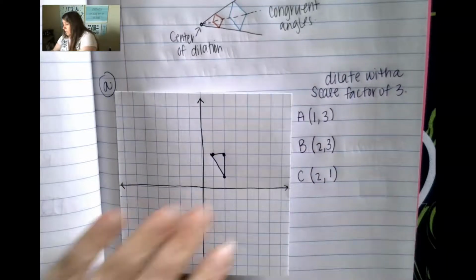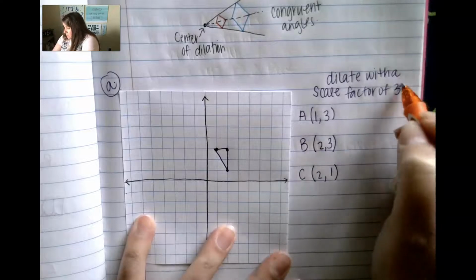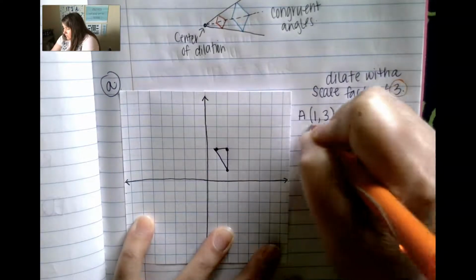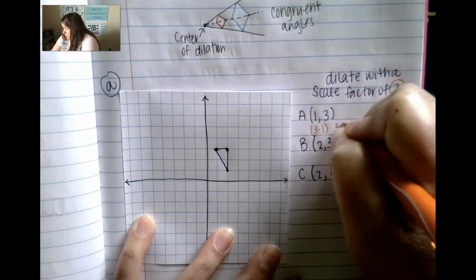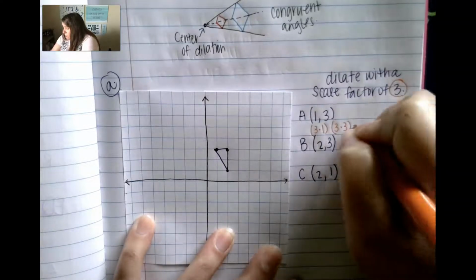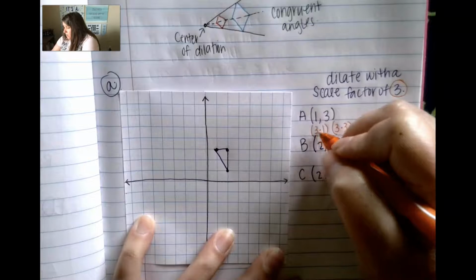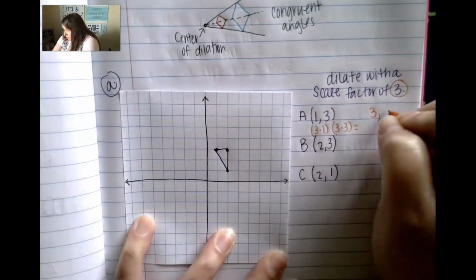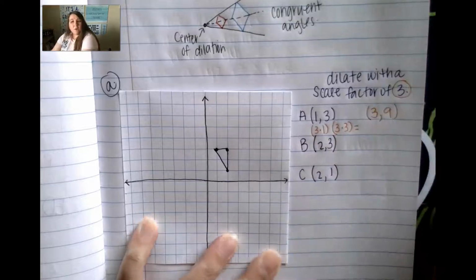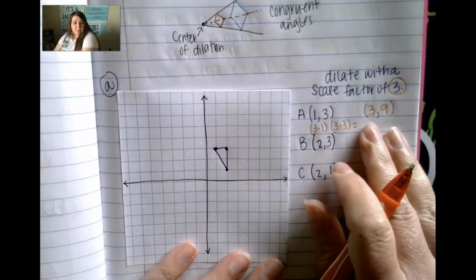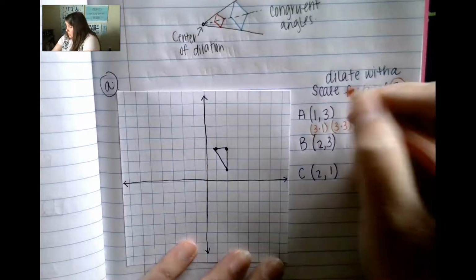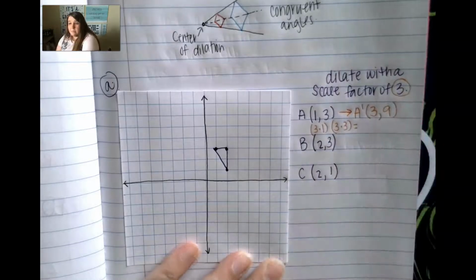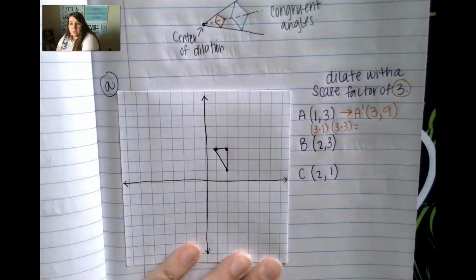So that means that we are going to take this 3 and multiply it to the x value and multiply it to the y value. And that will give us new points. So our new x value is going to be 3, and our new y value will be 9. So our next point will be at 3, 9. Making that change of multiplication gives us the image of A, and it is 3, 9.